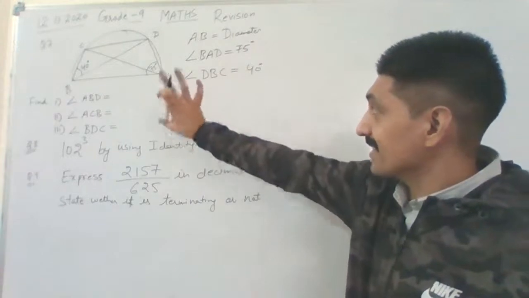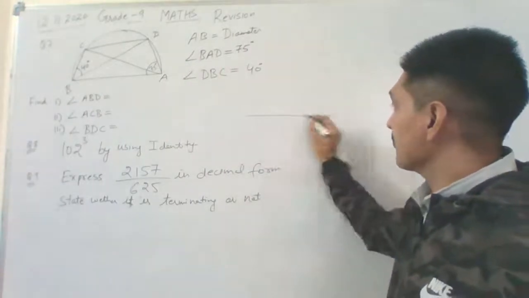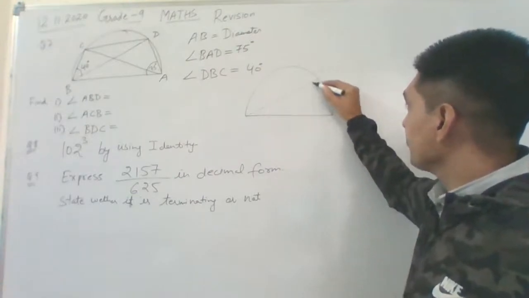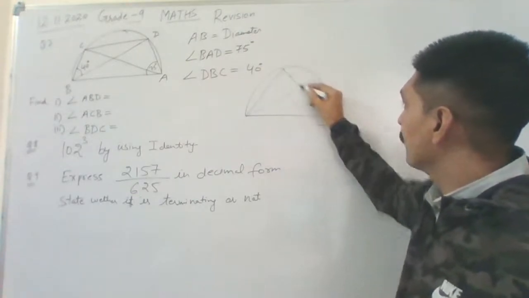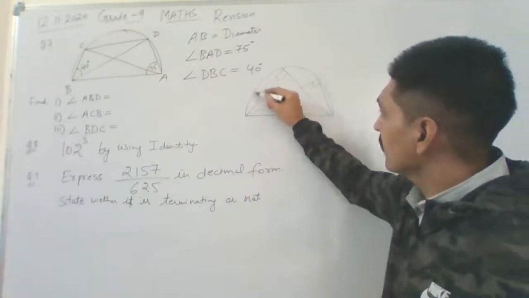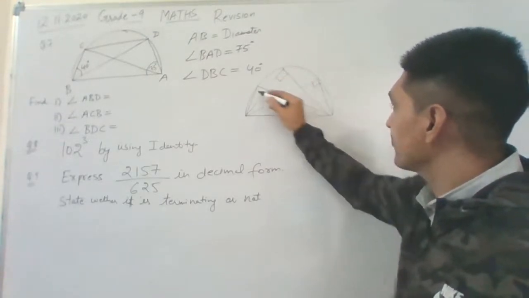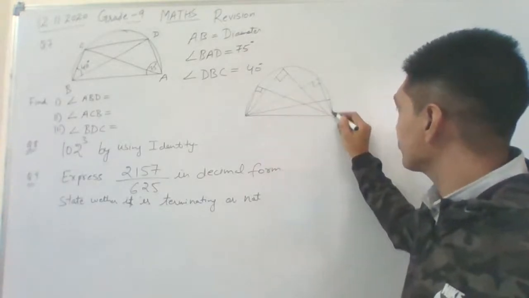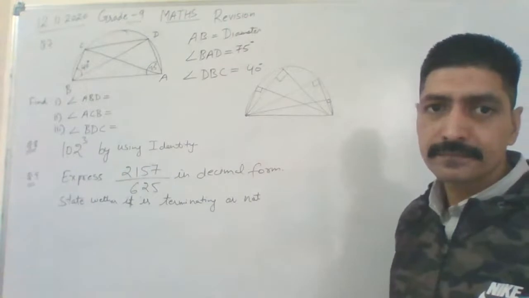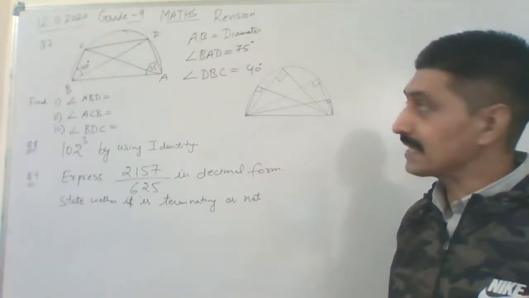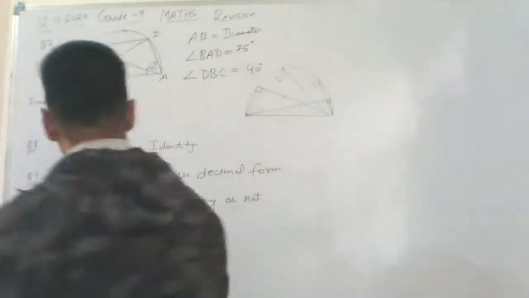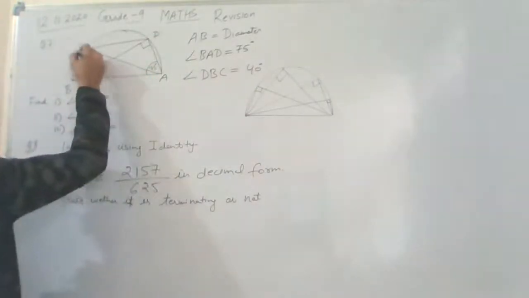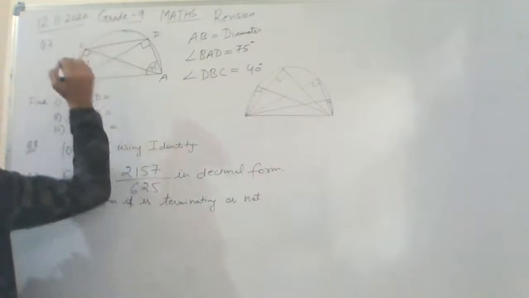Let me discuss here. This is a semicircle. On a semicircle, any angle is always 90 degrees. We have studied the theorem on the angle subtended at the center. Anywhere you take the angle on the semicircle, it is always 90 degrees. This angle is always 90 degrees. This angle is always 90 degrees.